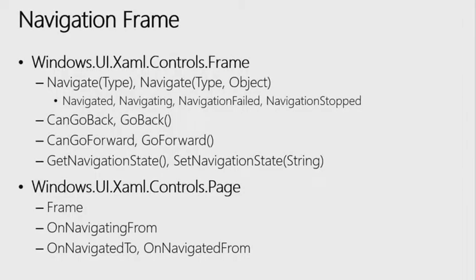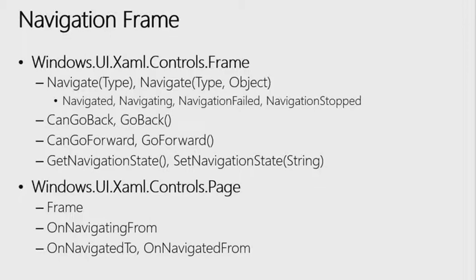The first is the navigation frame. The frame is the outermost container that holds all the pages. I think it's worth saying that the frame is just a control. That means you can put it wherever you want. If you don't want it to be the outermost container, you can nest it inside something else; that's up to you and your application. Probably the most common is for it to be the outermost control. Inside that then is the page.